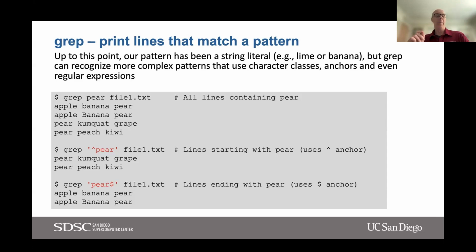I could now specify in single quotes, caret pair. Caret is what we call an anchor for specifying the beginning of a line. So now we'll find all of those matches of pair that appear at the beginning. We also have an anchor, a $, that we can use at the end of our search. So here we're looking for lines that end with pair. So here grep, and then single quotes, pair $.